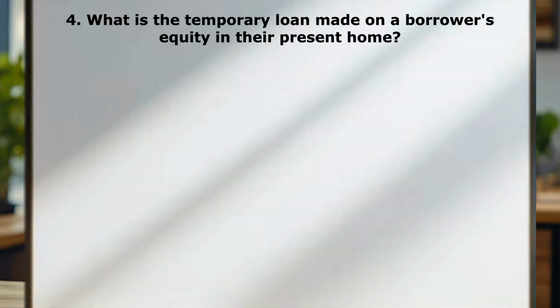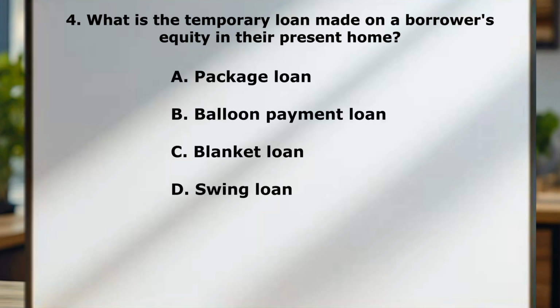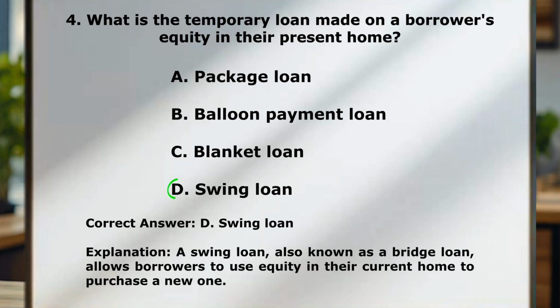Question number 4. What is the temporary loan made on a borrower's equity in their present home? A, package loan. B, balloon payment loan. C, blanket loan. D, swing loan. The correct answer here is D, swing loan.